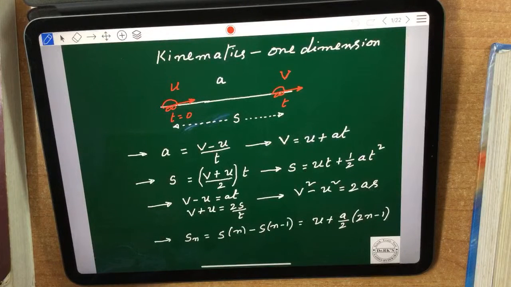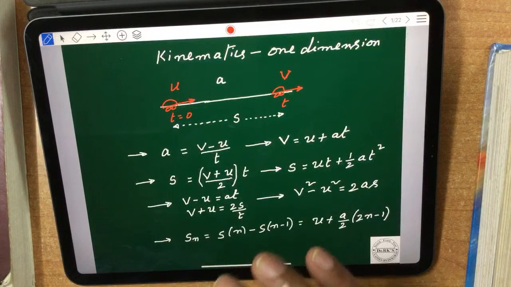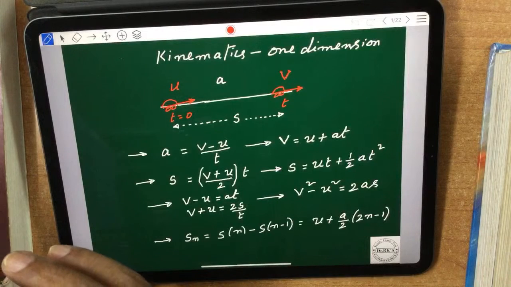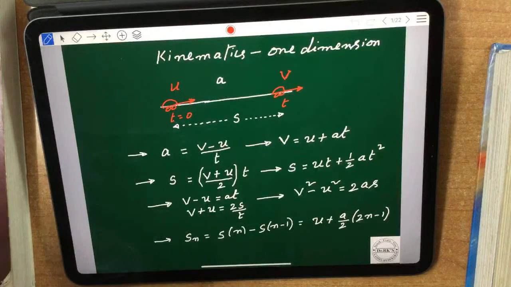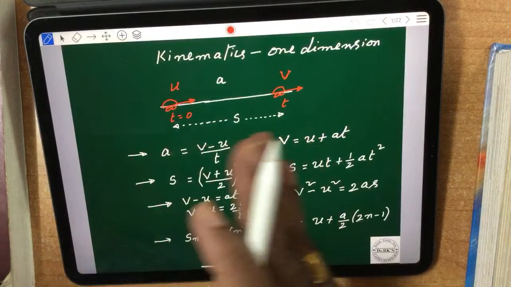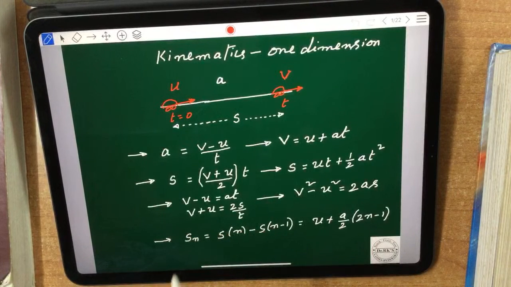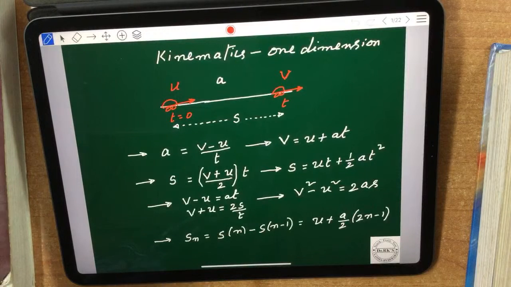Today I want to concentrate first on kinematics in one dimension, mainly on average velocity and speed. That is, how to calculate average velocity in different situations like uniform speed, uniform acceleration, and non-uniform acceleration. In each case, how to calculate average velocity and average speed. So, let us start our journey.